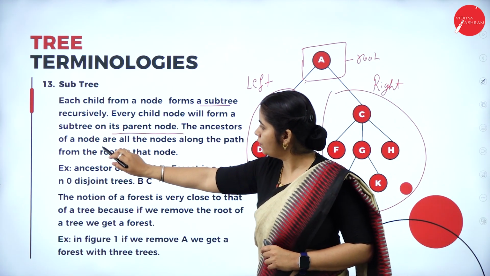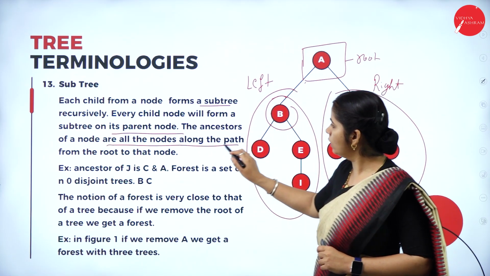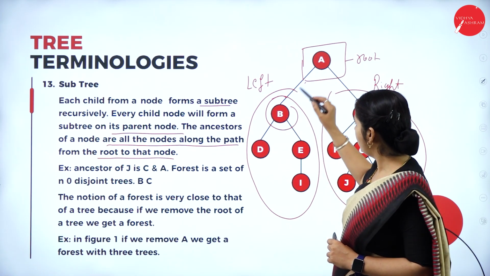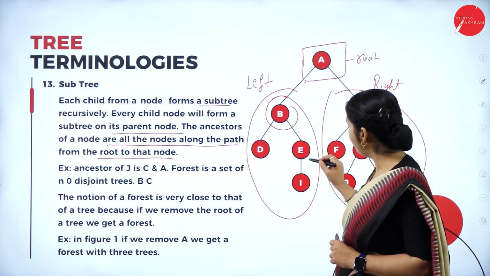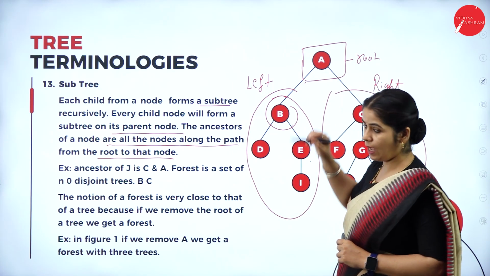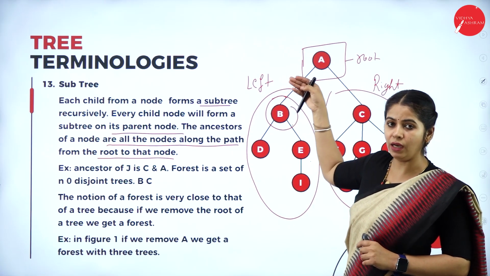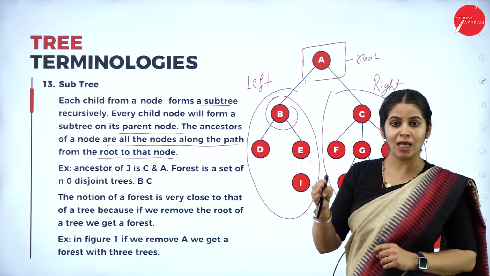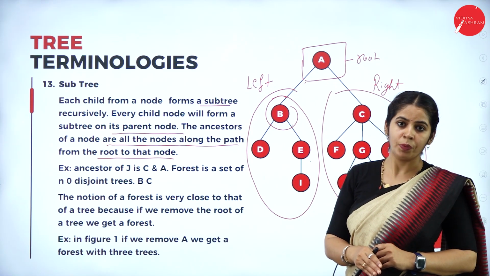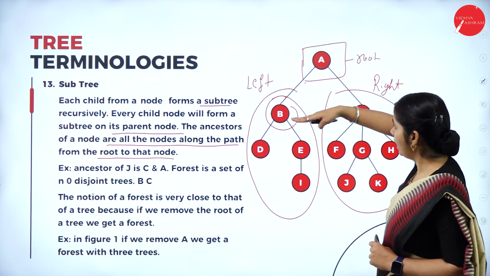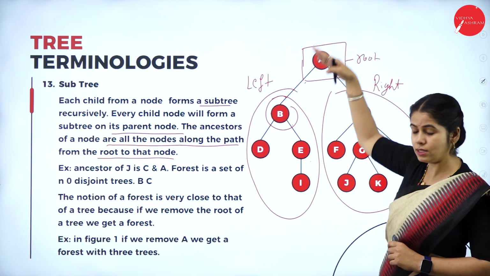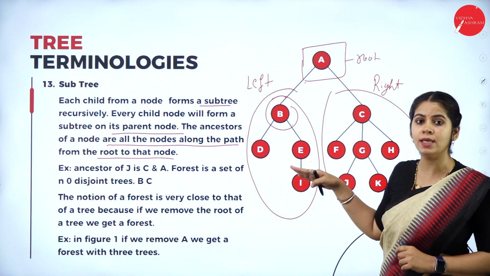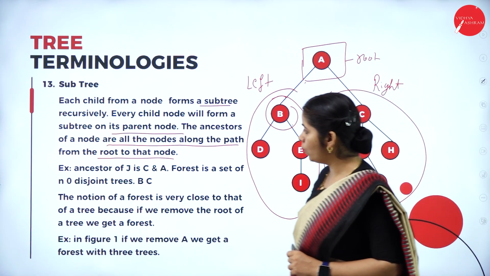The ancestors of a node are all the nodes along the path from the root. What is the ancestor for B? The ancestor for B is A. The ancestors for E are B and A. Like that, whatever parent nodes we get, we call them ancestors. And whatever child nodes we get, we call them descendants or successors. Whatever we get above is called ancestors, and whatever we get below is called descendants or successors of the particular node.